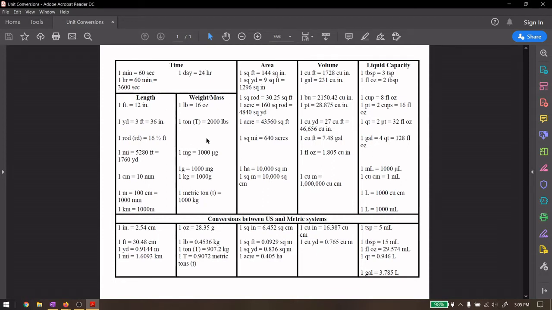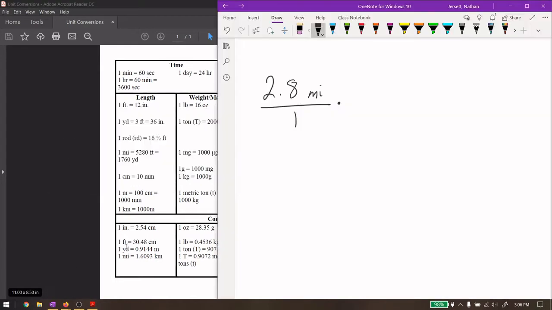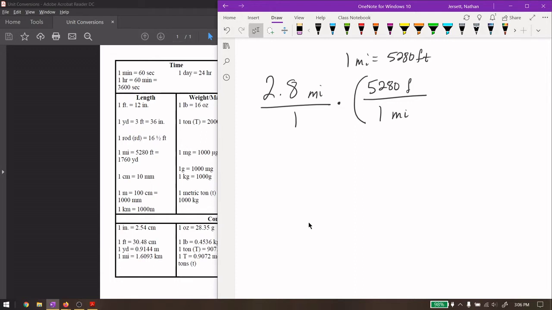Anywhere on this sheet, it has both US standard and the metric system, as well as conversions between them. That's what this lower half is. But over here we have 1 mile equals 5,280 feet. So we can use that conversion. If 1 mile equals 5,280 feet, we can put the mile on the bottom and the feet on top, and we do that so the miles cancel.